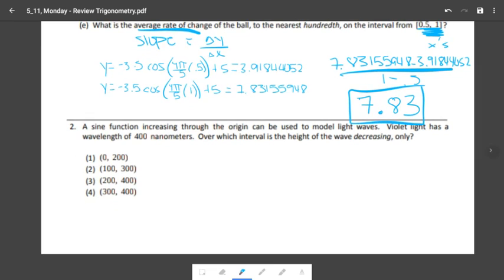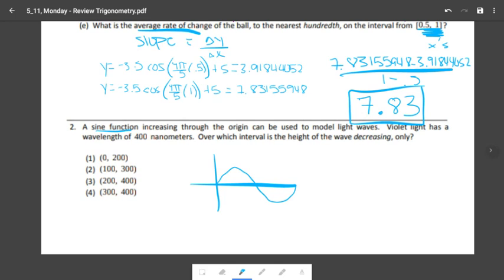Question 2. A sine function increasing through the origin can be used to model light waves. So here's my x and y axis. Here is my sine function. It is increasing through the origin. So notice as I come out of the origin, it is going up. That's just your regular sine function, nothing special about that. It then says violet light has a wavelength of 400 nanometers.